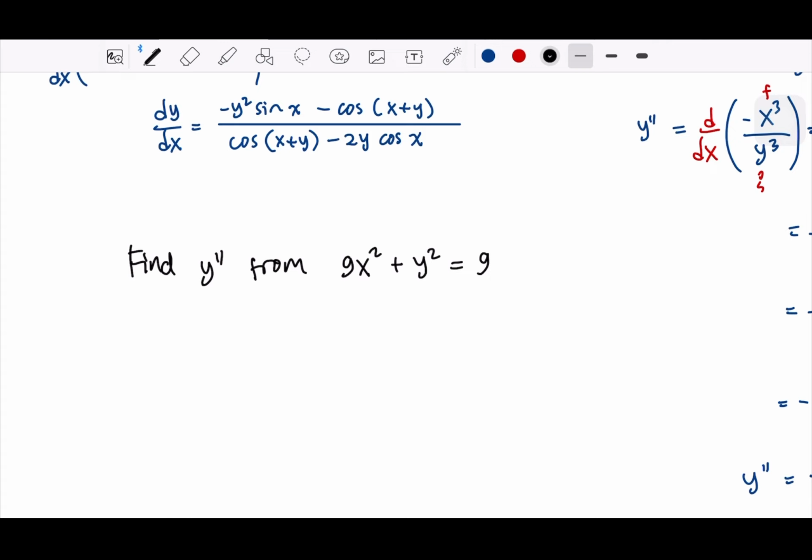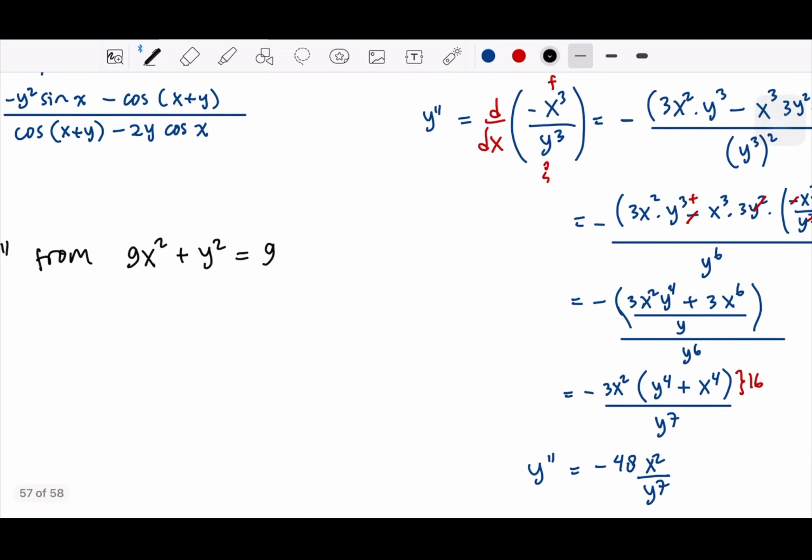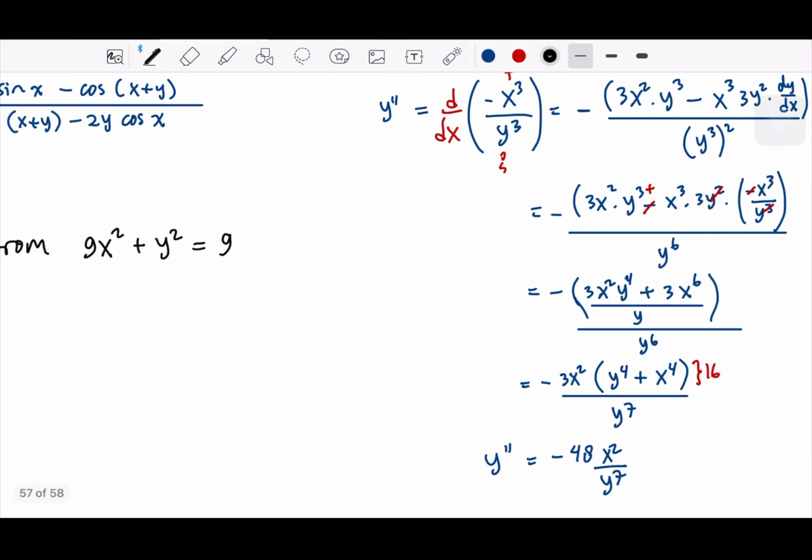I think most of you already get the answer. It's actually pretty similar to what we have here. The step is pretty similar, just different numbers, different calculation, but the step is pretty similar to the right one. You will get around negative 81 over y cubed, right? Yes, correct.